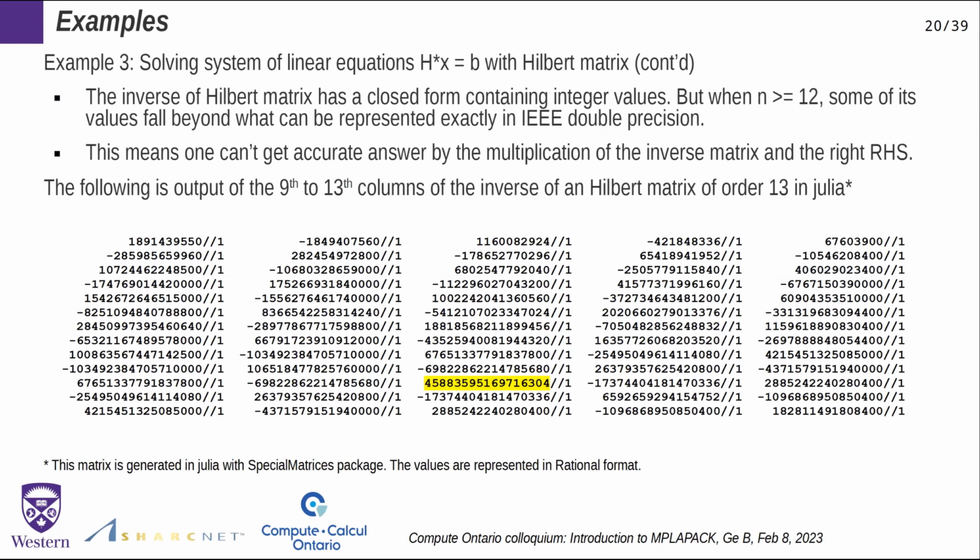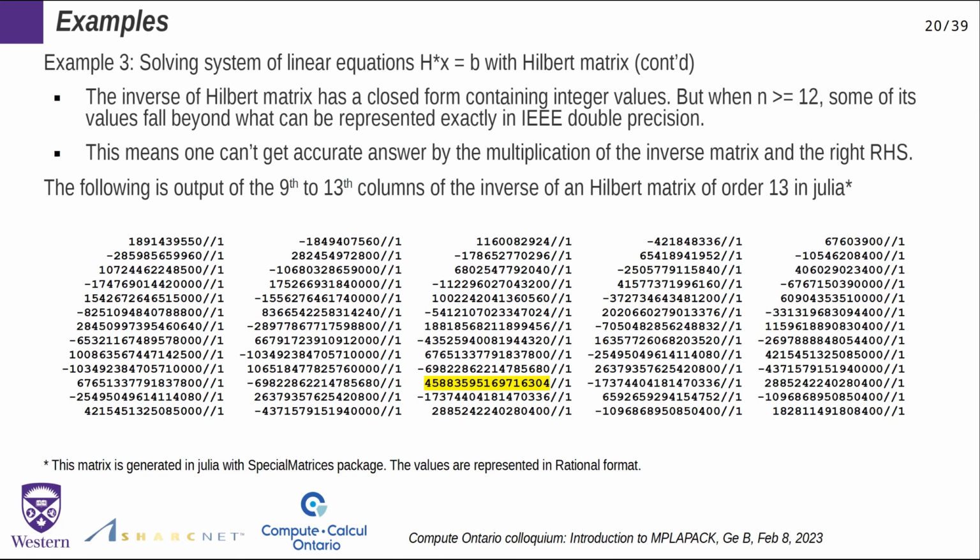Now, someone may be aware that the inverse of the Hilbert matrix has a closed form. And we could get a solution right away by multiplying the right-hand side by the inverse. True. However, when n is greater than 12, some of the entries in the inverse cannot be represented exactly by IEEE double precision, and some small errors may get amplified, and we lose the accuracy.